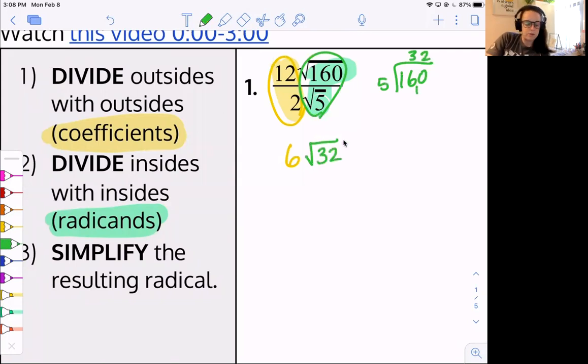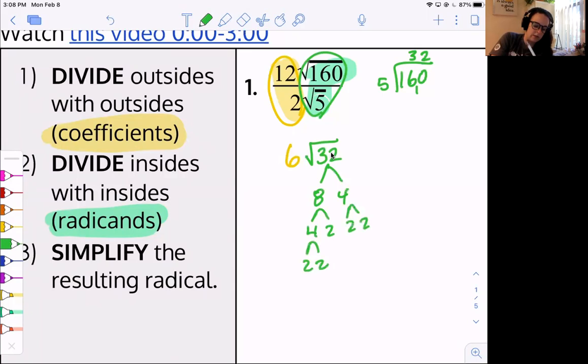This is a square root, so I'm going to be looking for pairs when I break this down. I know it's 8 and 4, 2, 2 and 2. Here's 2 and 2 as well. So I'm going to cross out the things that have already been used up. And I'm looking for pairs, so groups of 2, since that's my index. So 2 here, and we have 1 left over.